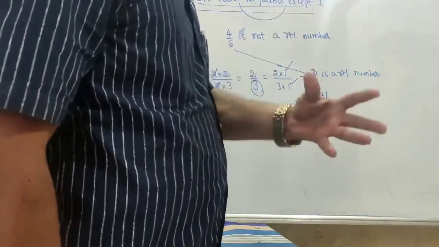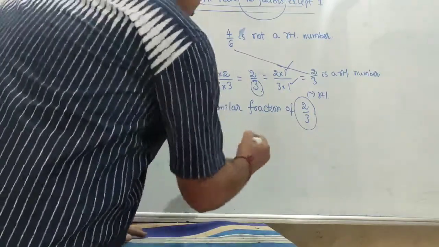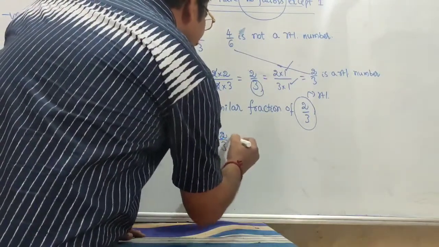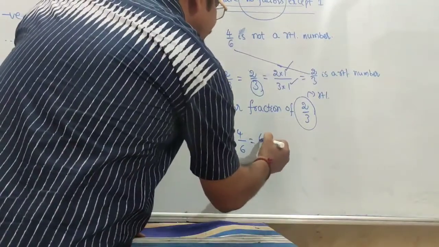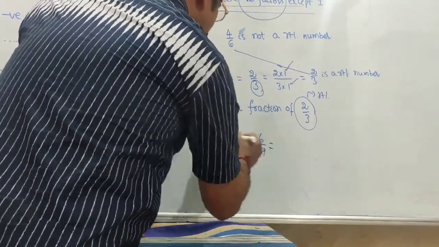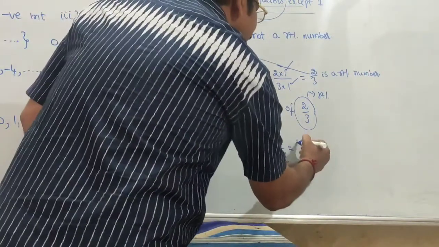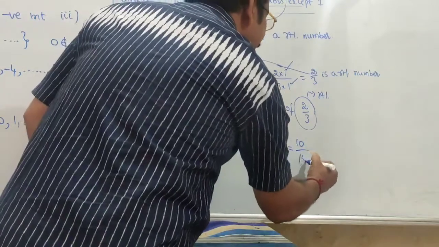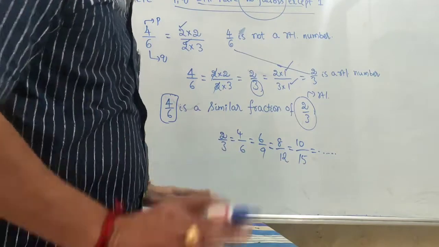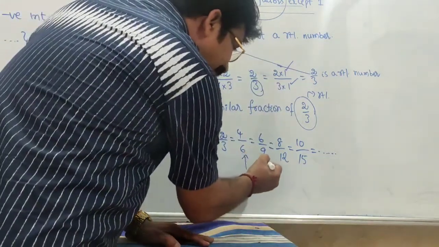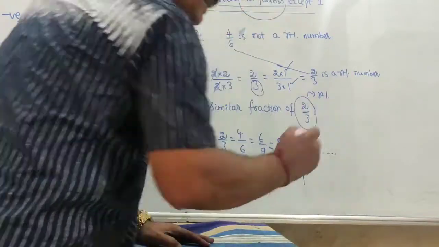Originally, the mother number is 2 by 3. These are children. So similarly, actually 2 by 3 is equal to, into 2, into 3, 6 by 9, into 4, 8 by 12, next, into 5, 10 divided by 15, and so on. This is not a rational number.